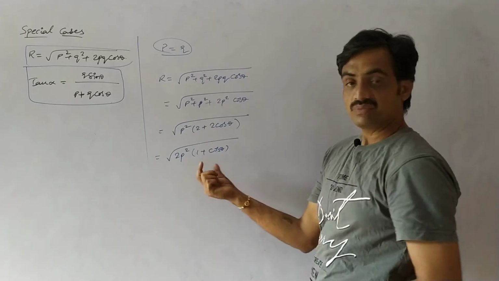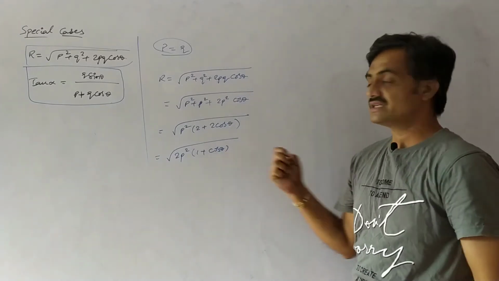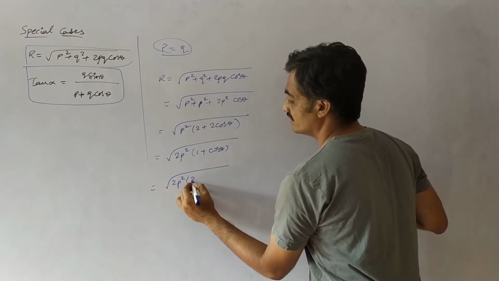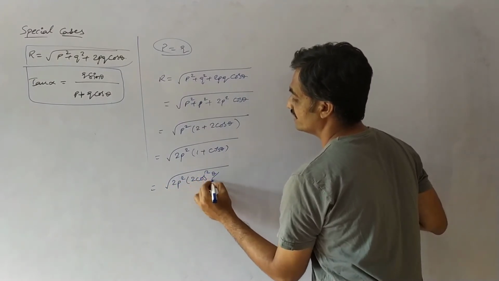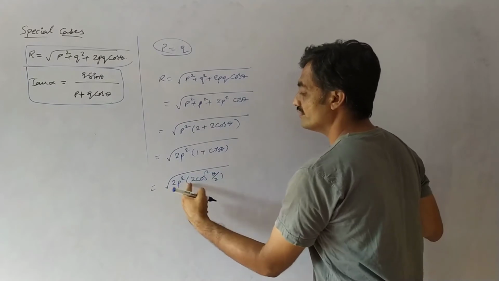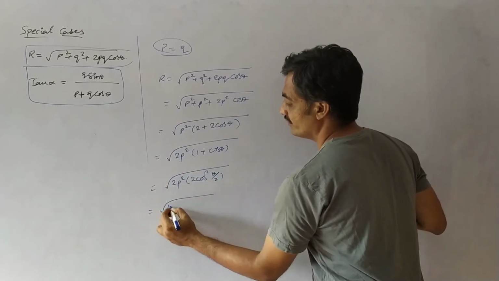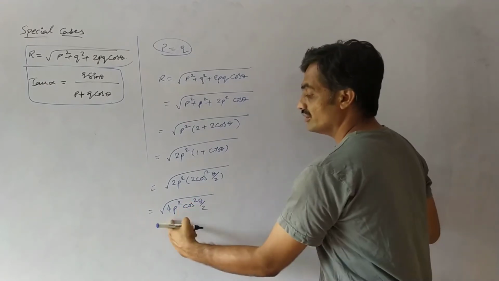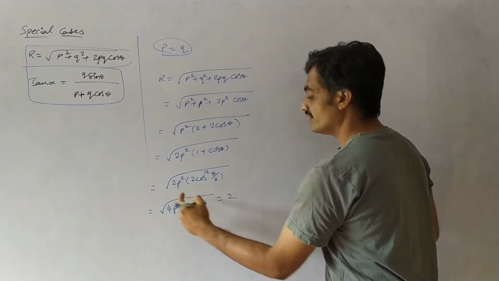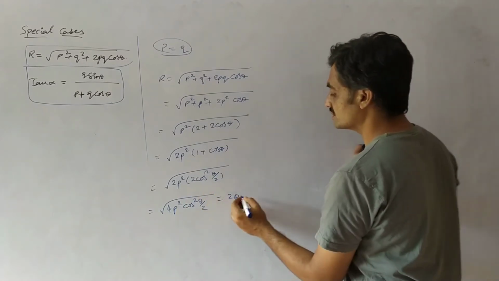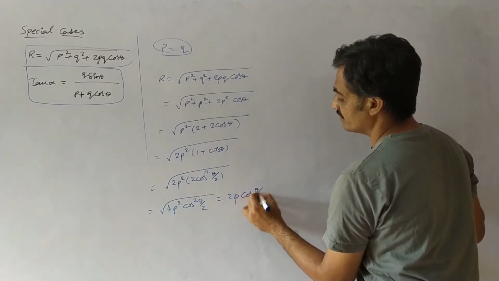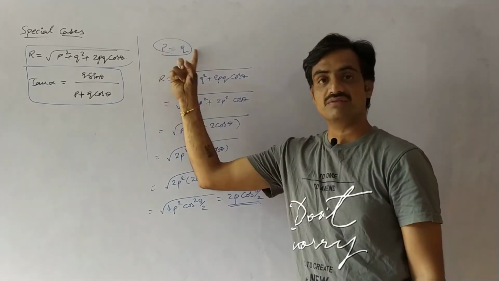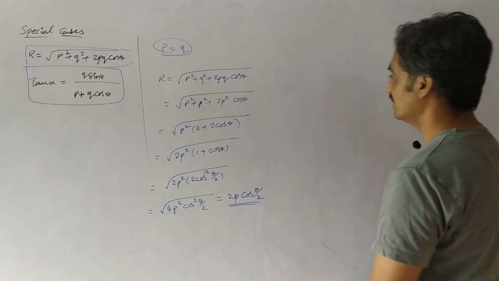And here we know that 1 plus cos theta is nothing but 2 cos square theta by 2. Then we can write it as 2P square into 2 cos square theta by 2, that is under root of 4P square cos square theta by 2. Under root of 4 is 2, under root of P square is P, under root of cos square is cos theta by 2. This represents the resultant magnitude when both vectors have equal magnitude.